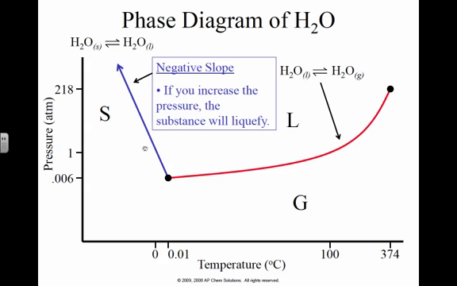Ice floats in water. And it also means this: if I take some solid ice and I increase the pressure on it, it's going to turn into a liquid. If I take liquid water and I decrease the pressure, it's going to turn into a solid.